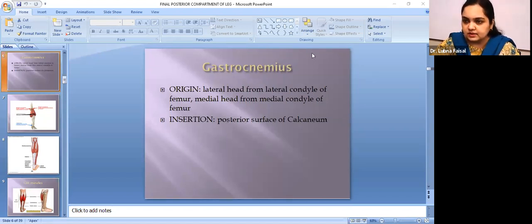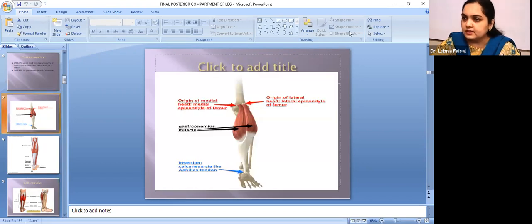Just have a look at this slide. This is the slide showing the origin of the two heads of the gastrocnemius muscle. That is the most superficial muscle, and beneath it we will have the soleus, the plantaris, and then the transverse intermuscular septa, and deep down to this we have the deep group of muscles: the popliteus, tibialis posterior, flexor hallucis longus, and flexor digitorum longus.